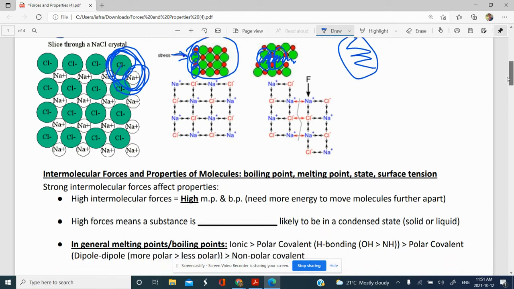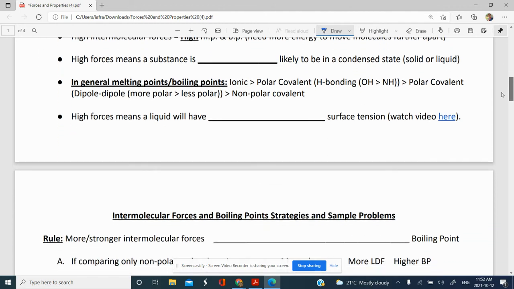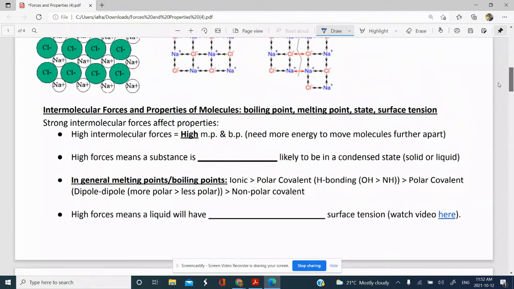Now we're going to focus on molecular compounds, or covalent compounds with nonmetals in them only. Before we go into practice problems in more detail, I want to focus first on some general rules of thumb. Generally, the more intermolecular forces you have, or the stronger your forces are, the higher your boiling points and melting points are going to be. That's because you need more energy to move the molecules further apart.